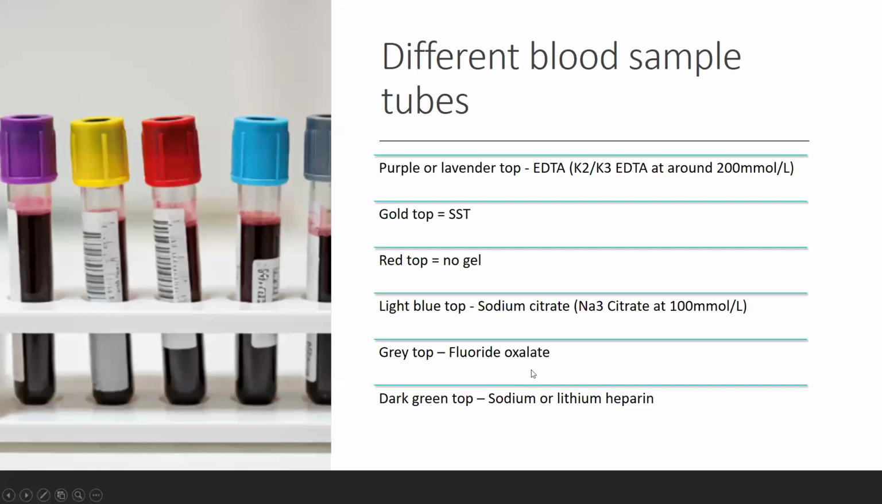The grey top has sodium fluoride and potassium oxalate. The oxalate chelates calcium, preventing clotting. But the fluoride inhibits enolase, one of the enzymes of glycolysis, and prevents cellular glucose metabolism. This keeps the glucose and the lactate levels true to the patient, not to the blood cells still metabolizing in the tube. The dark green top, sodium or lithium heparin, contains heparin, a natural anticoagulant that acts via antithrombin 3. This can be used for whole blood or plasma via centrifugation and avoids the chelation of calcium or other ions.